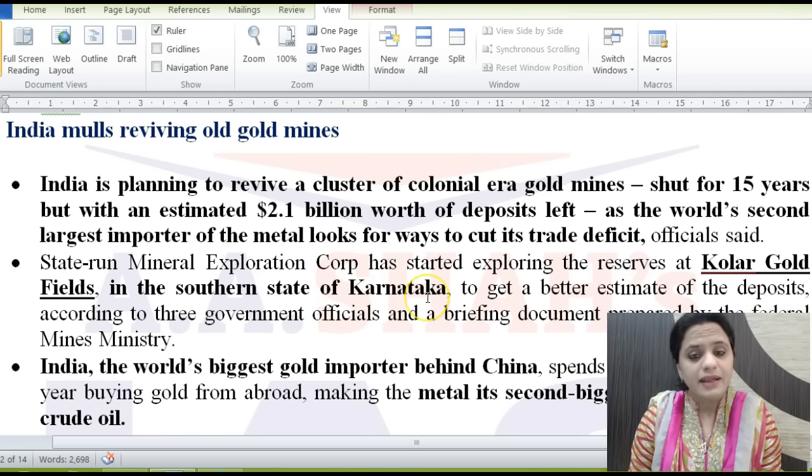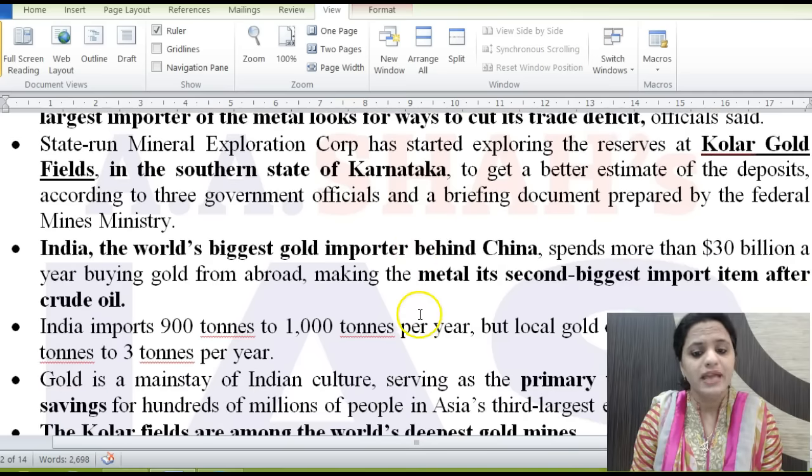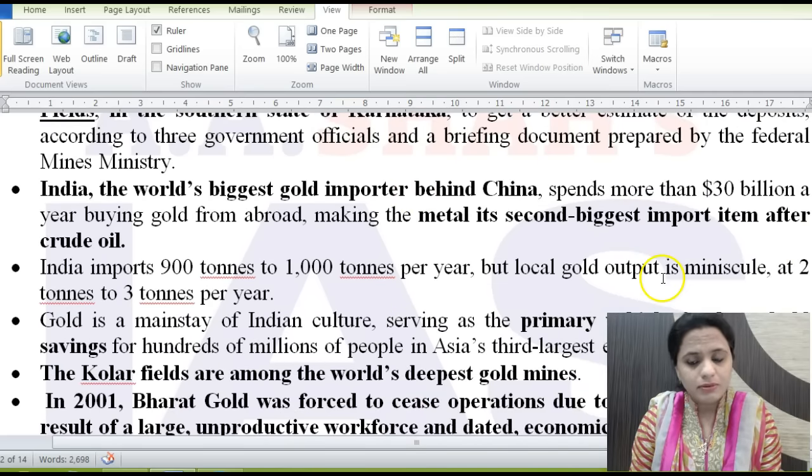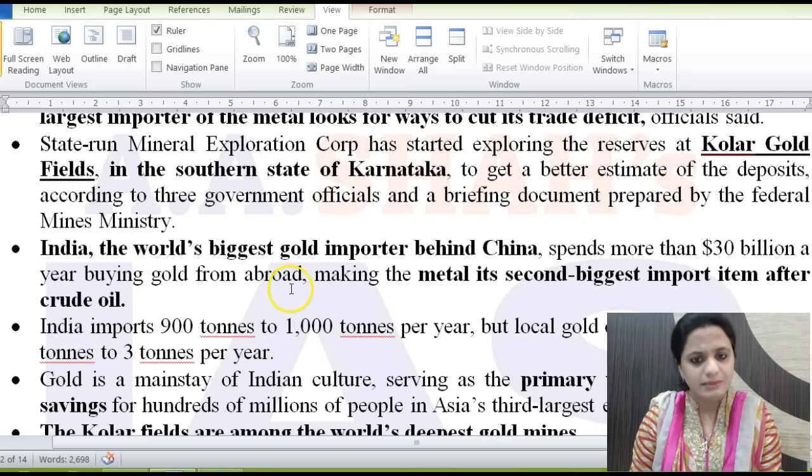So we import around 900 to 1000 tons of gold every year, and the local gold output is only 2 to 3 tons per year. So if we improve our gold output, our trade deficit would also reduce, because after oil, gold is the second biggest imported item. So that is why the Indian central government has now made initiatives to revive these gold mines.